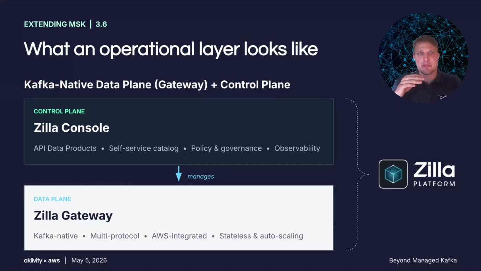That's the piece that speaks Kafka protocol natively on both sides and can expose HTTP, SSE, MQTT, and gRPC externally, and then interface that to Kafka on the other side. The data plane runs inside your own AWS account, and then the data plane and the control plane work together. So the console defines the policies, and the gateway enforces them on every connection.